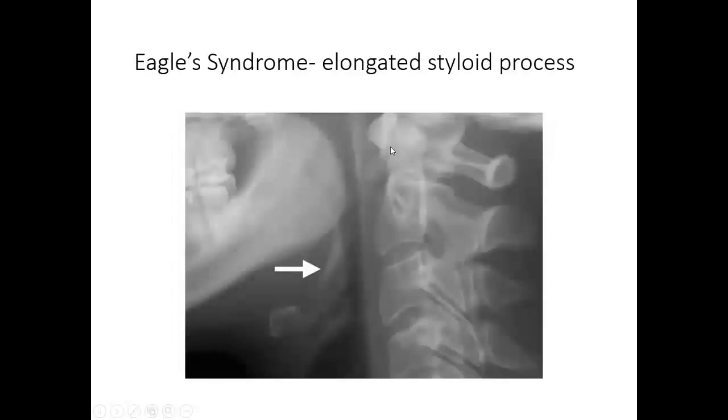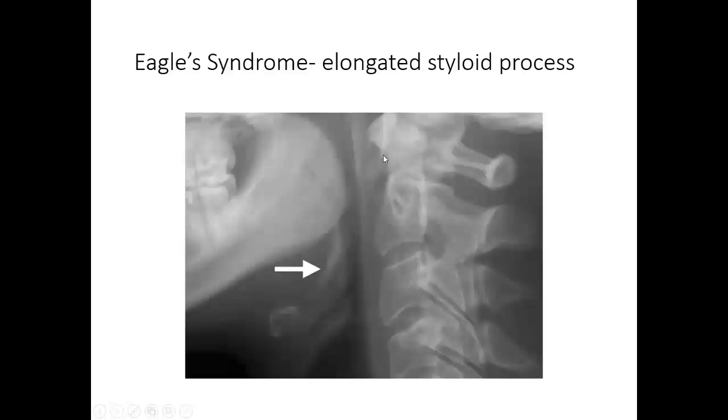This is the external lateral view showing what is called the styloid process. You see the styloid process, an elongated styloid process. This is due to the calcification of the stylohyoid ligament going to the hyoid bone.